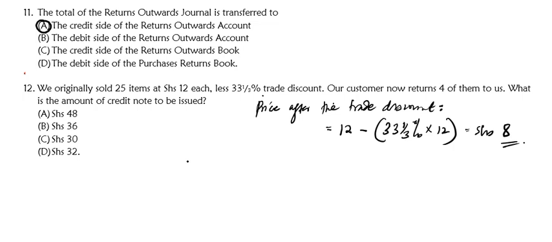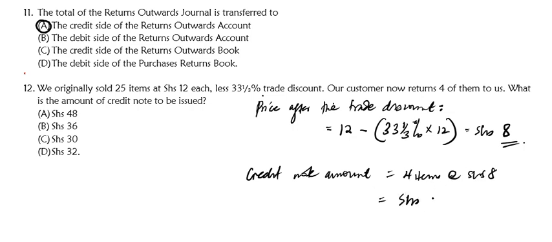A customer returned 4 of them to us. What is the amount of the credit note to be issued? So the credit note amount would be for the 4 items, but each item costs 8. So what is 4 times 8? 4 times 8, that is shillings 32. So shillings 32, option D is the correct option there.